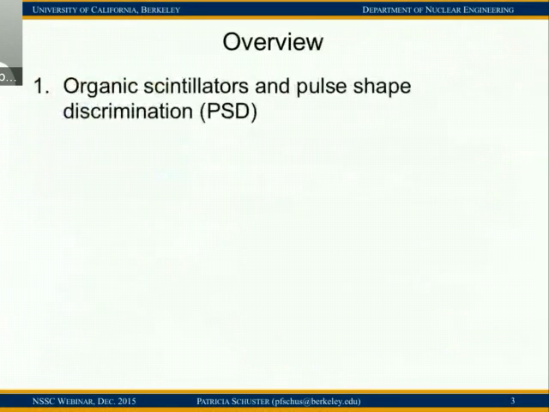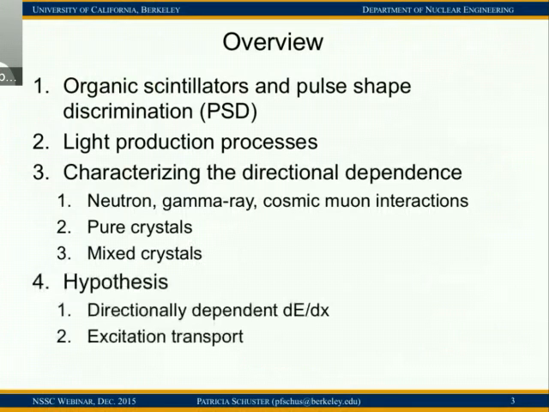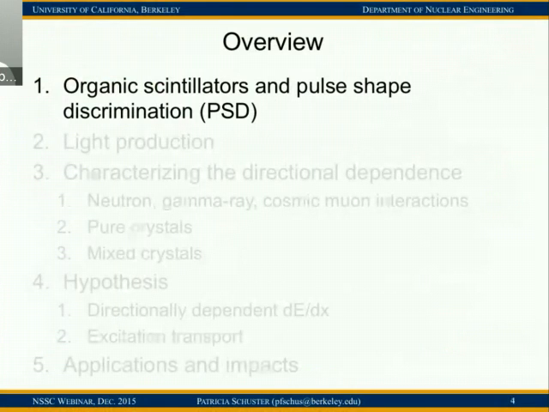So first I'm going to start with some background information on organic scintillators and this pulse shape discrimination process. Then I'll talk about the light production processes and why there's a difference in the pulse shape. Then I'll talk about my measurements that I'm doing to characterize the directional dependence in these materials. Then the hypothesis for the physical mechanism that's producing this directional dependence. And lastly, discuss some applications for using the directional dependence or just the impact that it has on current existing systems. So starting with this pulse shape discrimination.